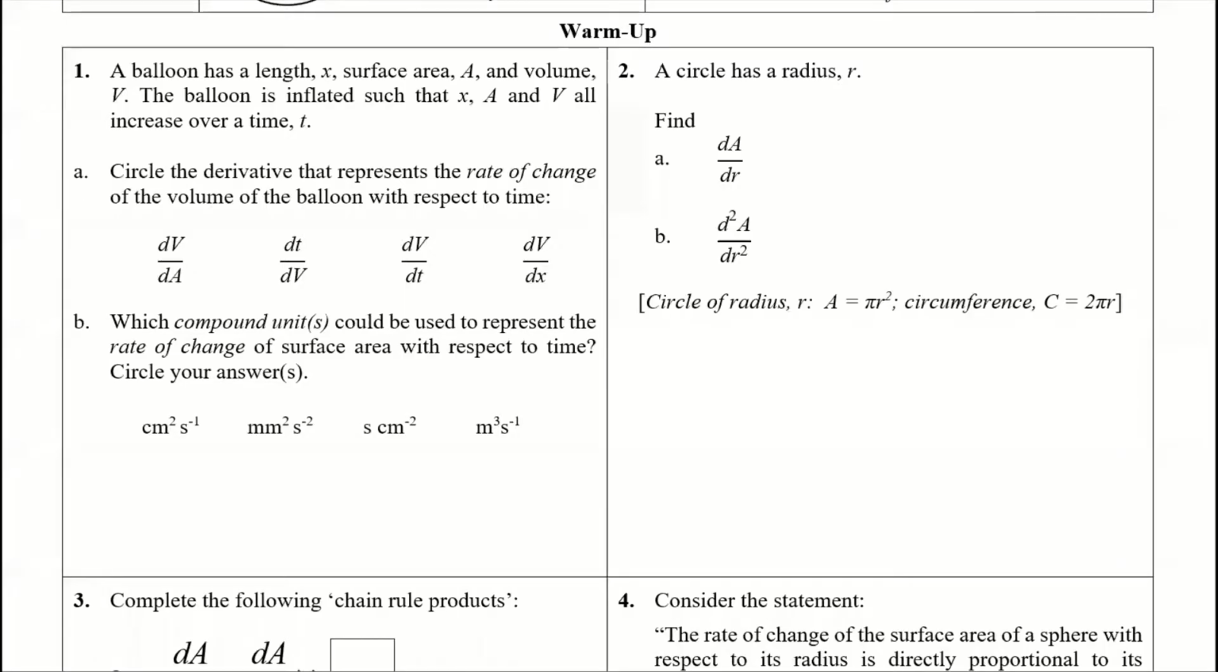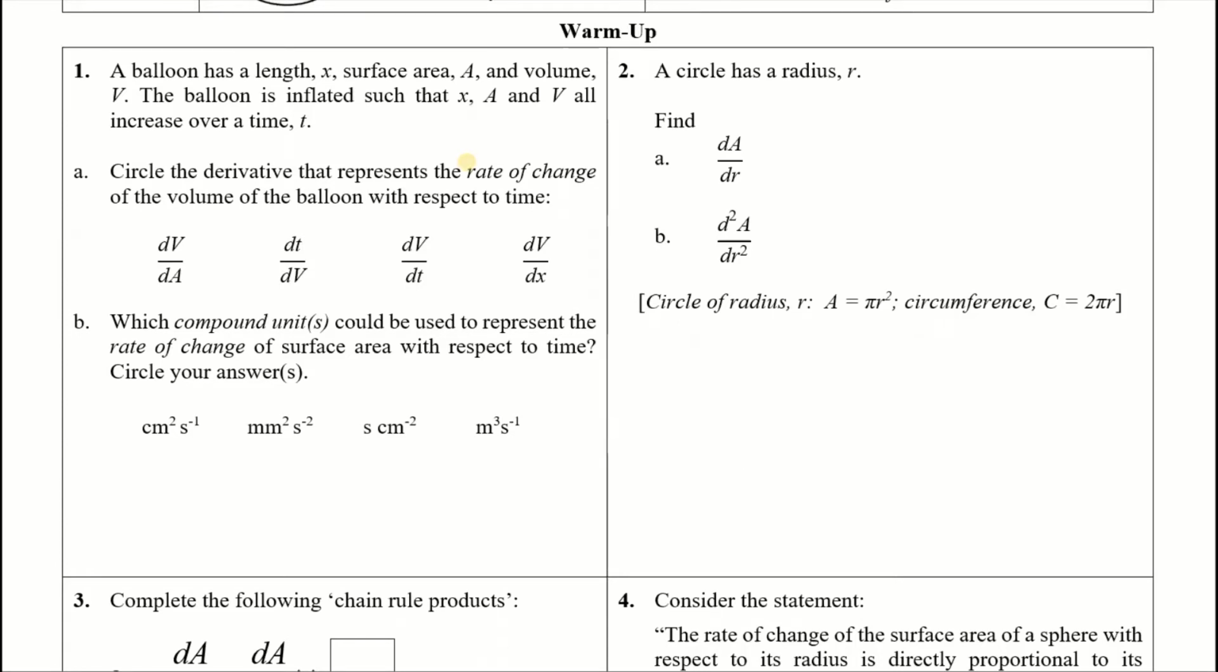So for question 1, you'll probably think this is a bit different to what we normally do. We have a balloon, and the length of the balloon is x. It has a surface area of A and a volume V. Now, the balloon is inflated such that x, A, and V all increase over a time t, and you'll be familiar with this from experience, I would have thought. So the first sub-question is, circle the derivative that represents the rate of change.